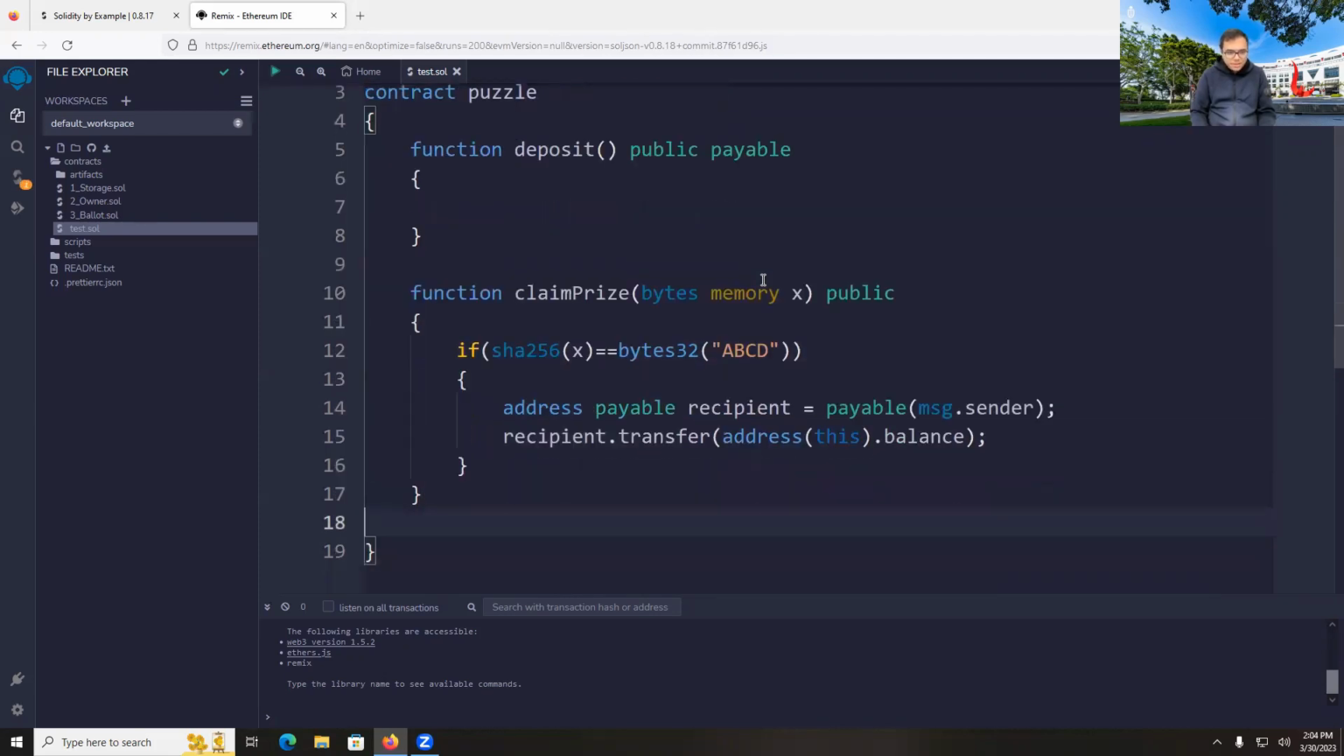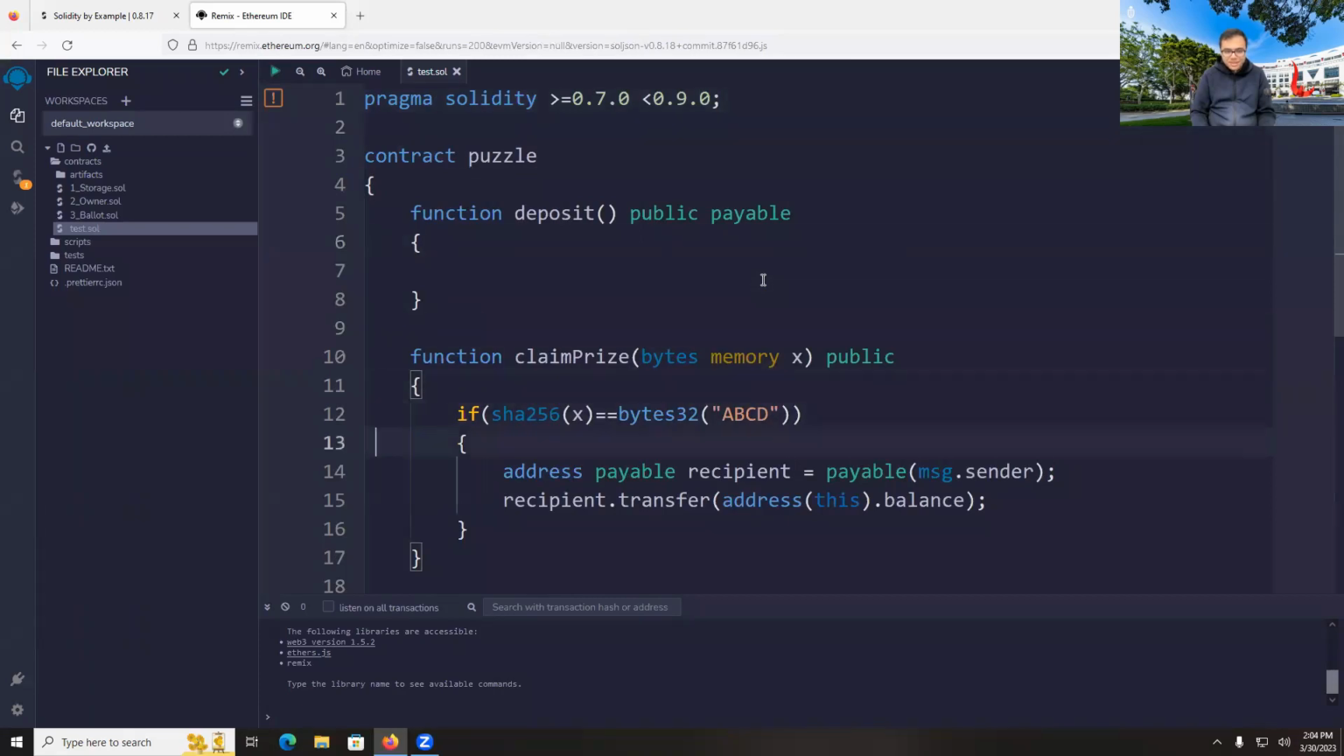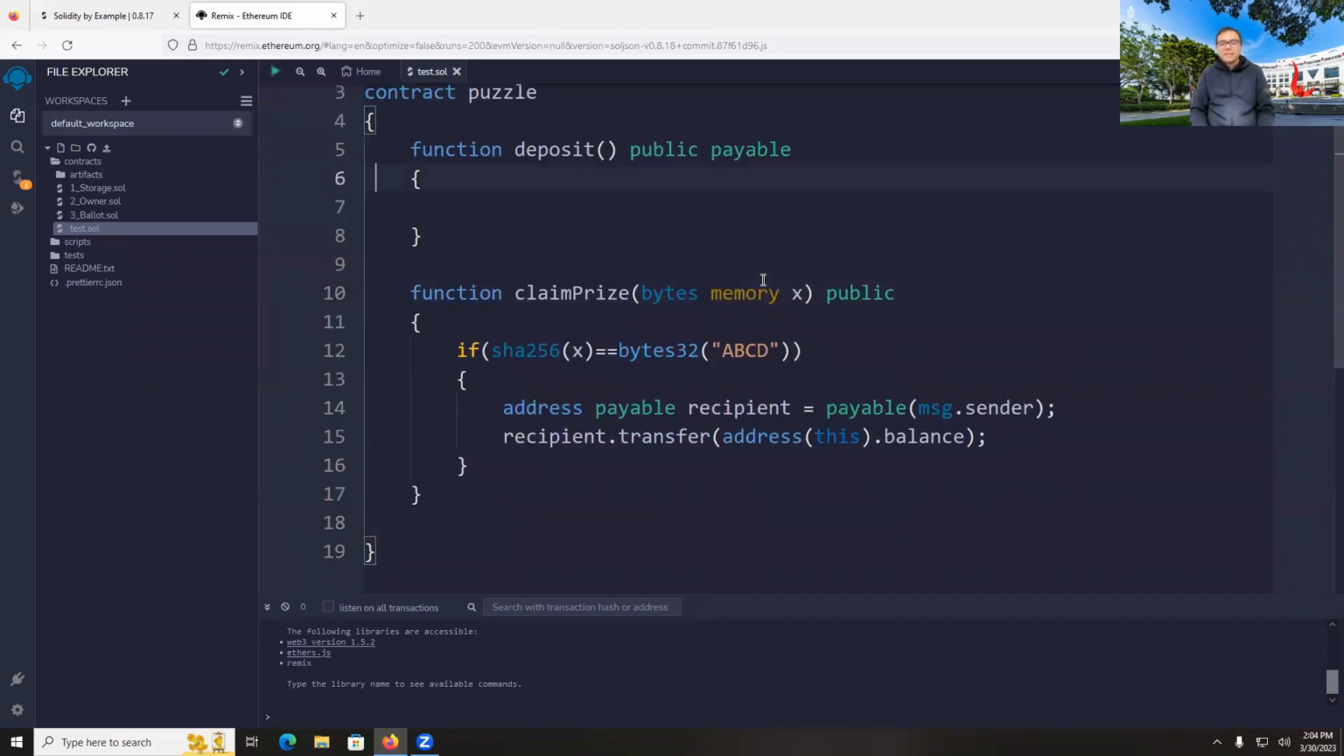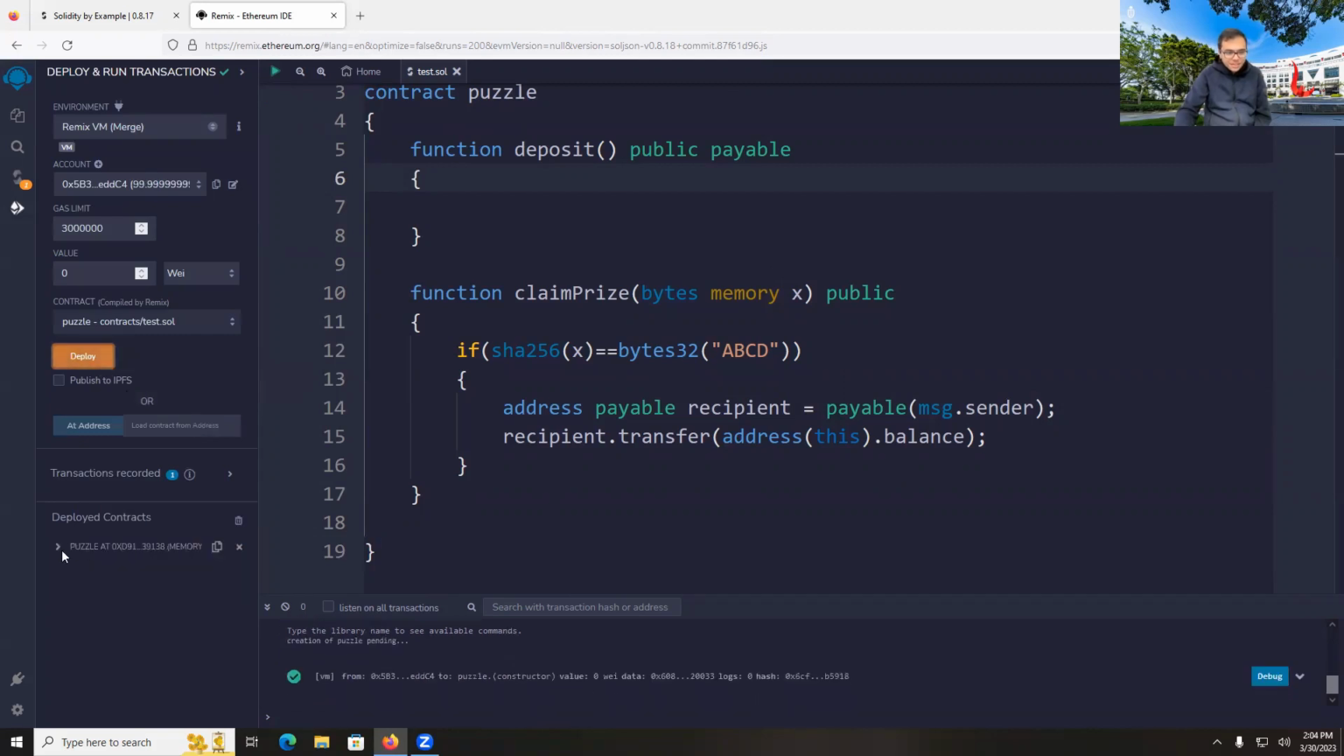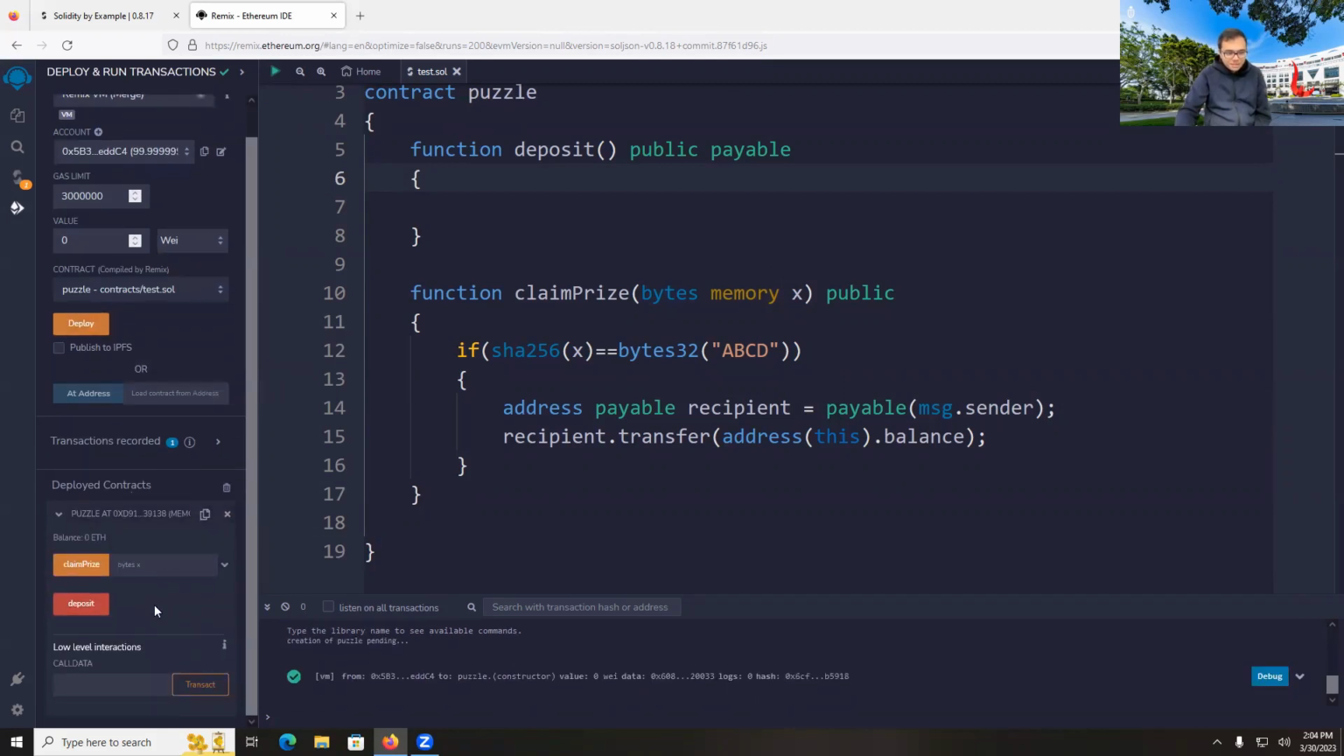Now, there is actually no point in really testing this in the virtual machine because I don't know an X that has the right hash. So I can't really do anything right now, but I can explain to you what happens here. So let's say I write this contract and I deploy it. Well, I can do at least that part. So I deploy it. Now it's on the blockchain. Now anyone can call deposit and put some money in. So let's say I want to deposit 5 Ether. I can do that. Now, as you see, the balance of the contract is now 5 Ether after this transaction.